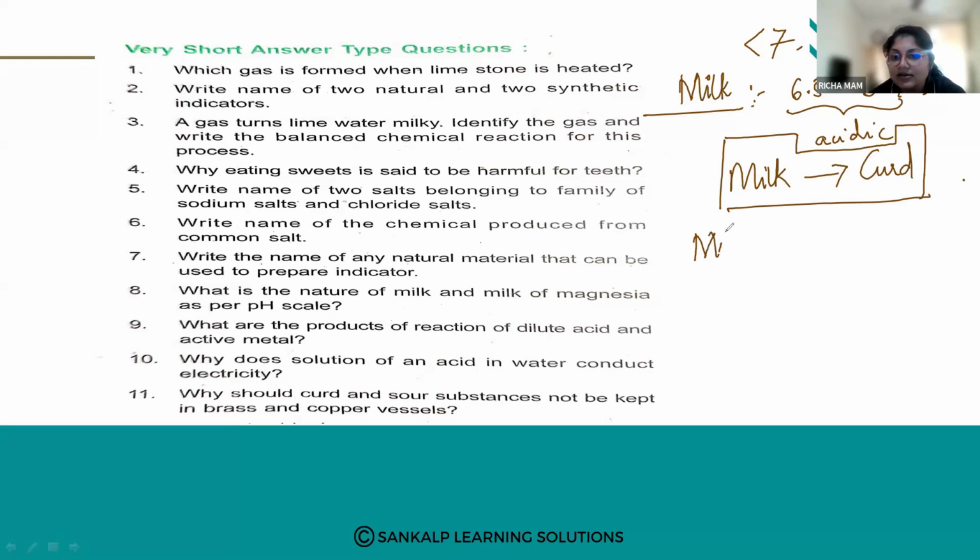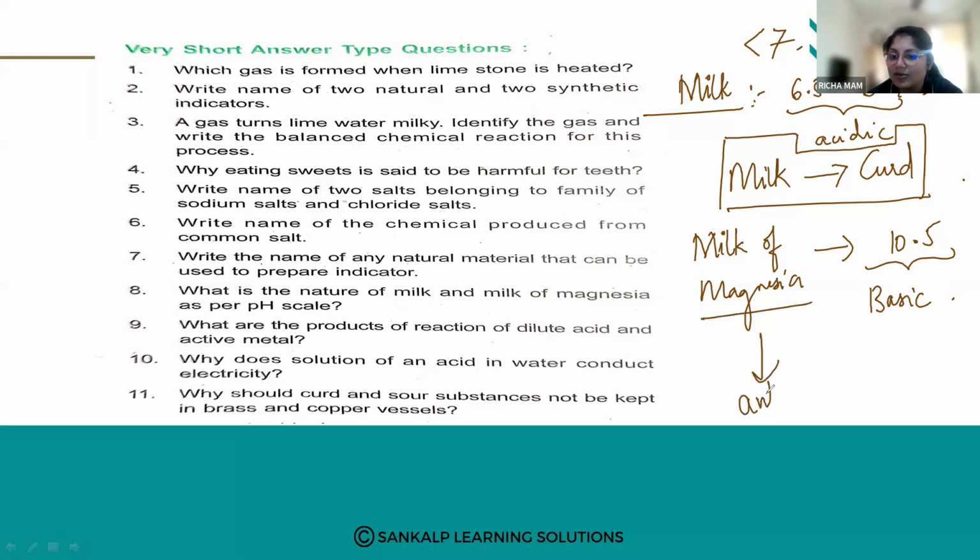Then what is the difference of milk of magnesia? Milk of magnesia has a pH of about 10.5. Above 7, it is basic in nature. Milk of magnesia is a magnesium compound, and it is used as an antacid. If there is more acid in your body, you can take this antacid. It is like a tablet to cure your acidity.